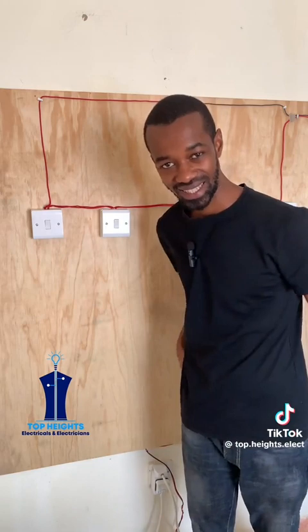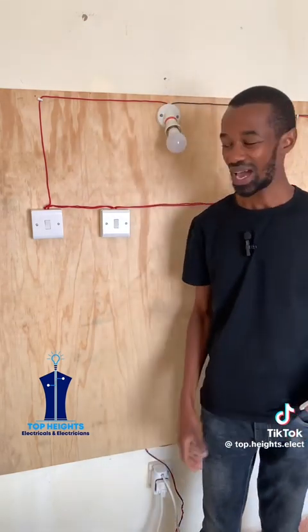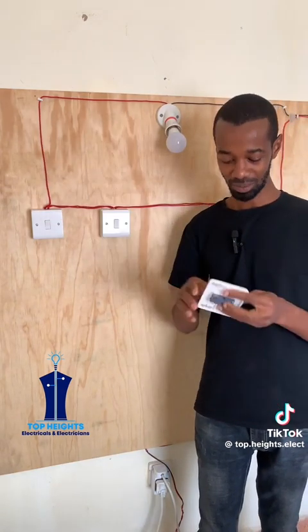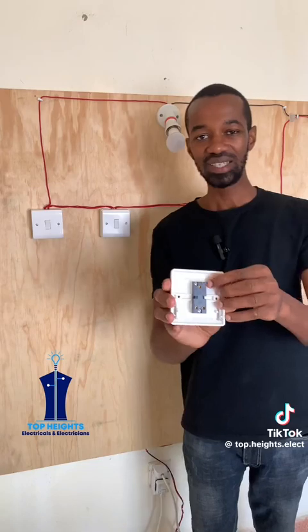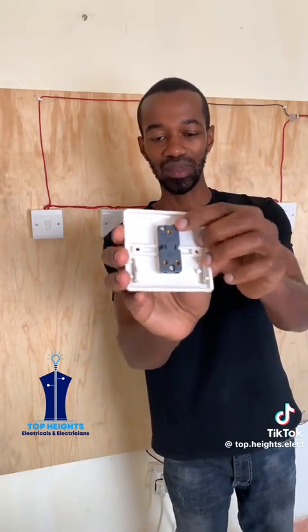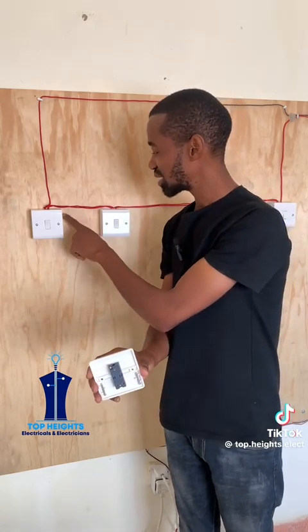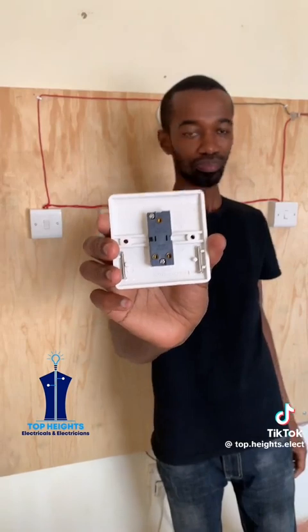But when it gets to the one gang two-way switch, now this wire that goes all the way to the bulb or the lighting is connected to L common, and then the L1 and L2 from the intermediate switches are now fed to it, as you can see.